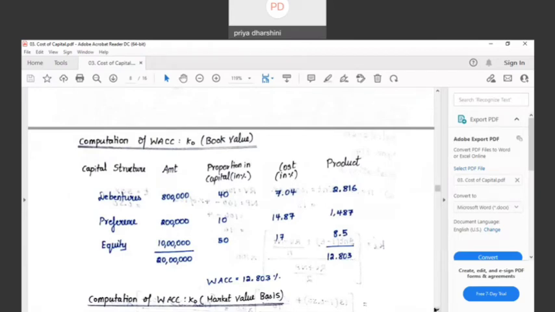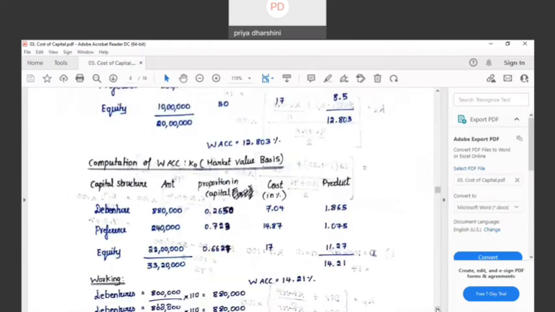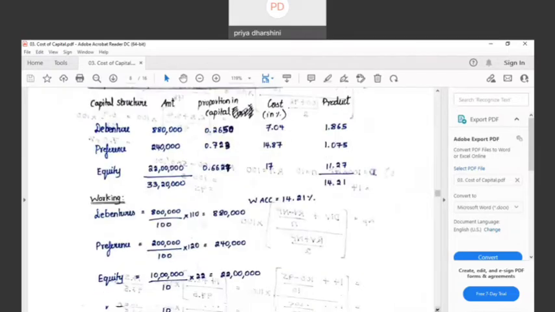If you have to find it on market value, how do you find the market value? 8 lakh is the value of debentures. How much is the face value? Divide by 100. That will give you the number of debentures. What is the market price? 110. So 8 lakh divided by 100 will give you the number of debentures, into 110 of market price will give you the market value of debentures. Likewise, find the market value of preference and of equity.